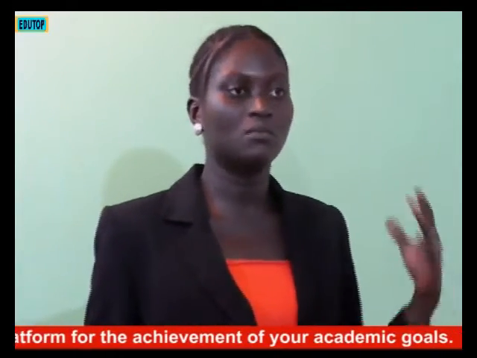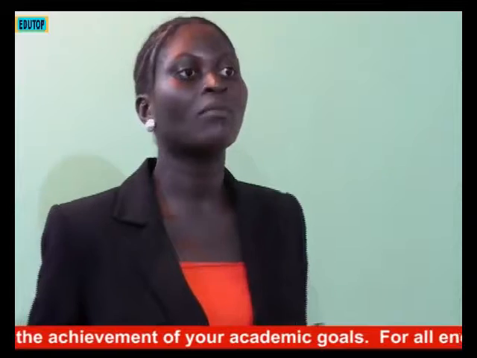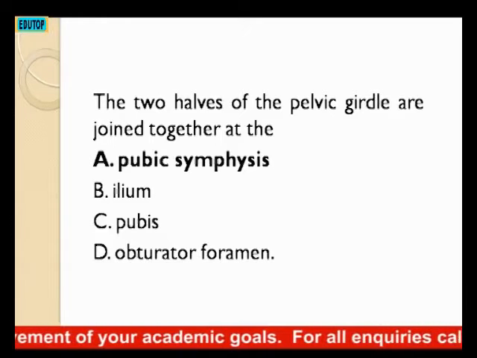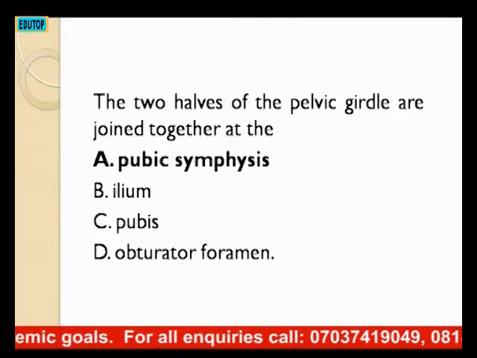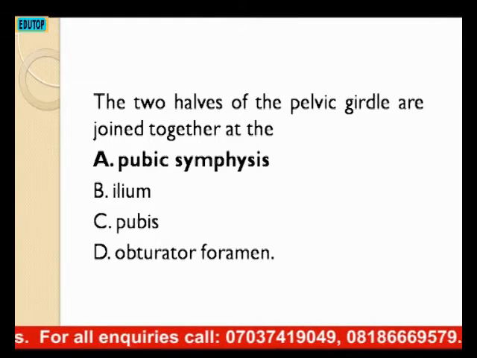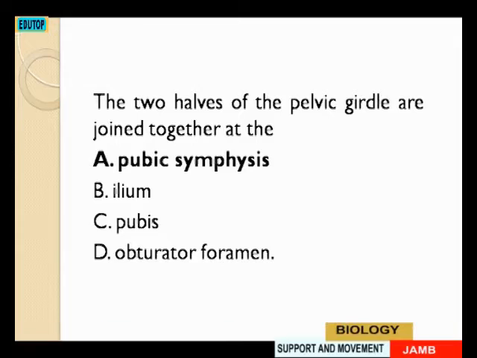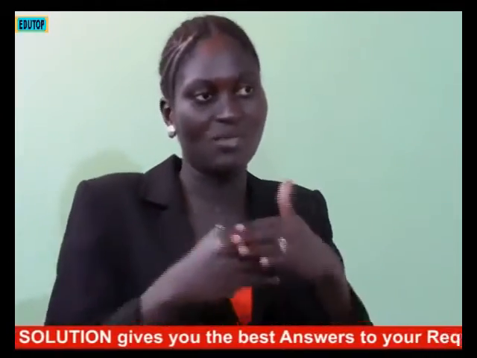Then the last question we'll be considering under this topic says the two halves of the pelvic girdle are joined together at A, pubic symphysis, B, ilium, C, pubis, D, obturator foramen. The pelvic girdle is made up of three bones. We have the ilium, the ischium, and the pubis. So obturator foramen is the hole that is in between the two halves of the pelvic girdle. So obturator foramen is not the answer. That rules out option D.